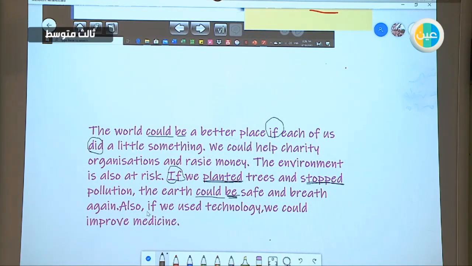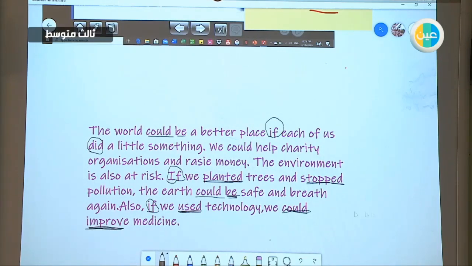Also, if we use technology, we could improve medicine. We have "if", the verb "used" in the past tense. We could improve medicine. We have "could". We have the verb "improve" in the infinitive form.